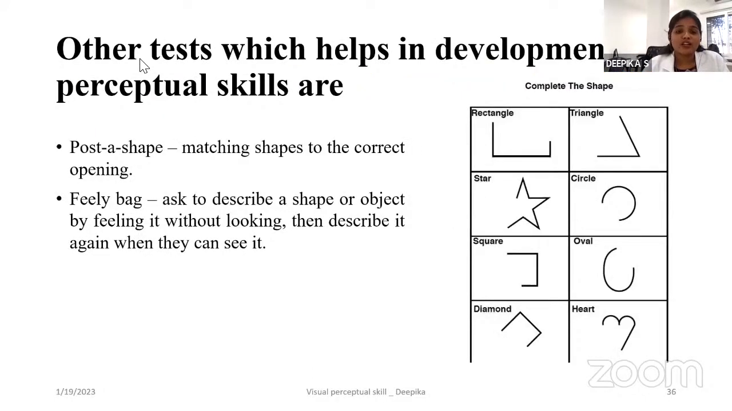The other tests which can help in the development of perceptual skills are posting the shape and matching the shapes to the correct opening, and feeling it back. Ask them to describe a shape or object by feeling it without looking, and then describe it again when they can see it. You can also give this exercise, complete the shape. If they remember how a rectangle looks, they will complete it.